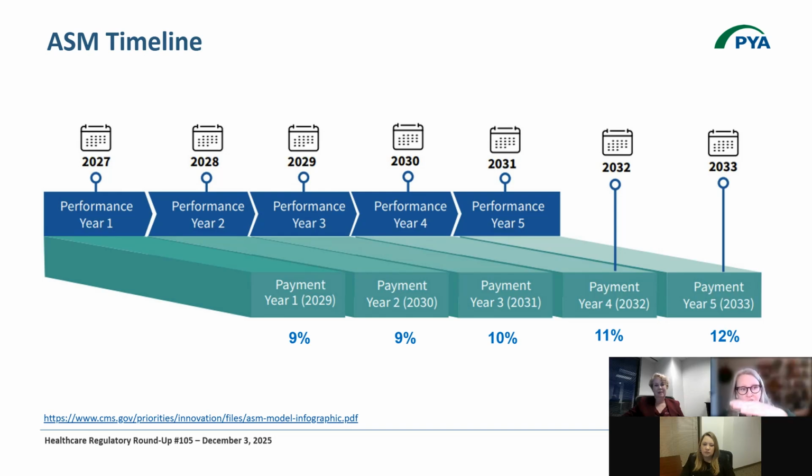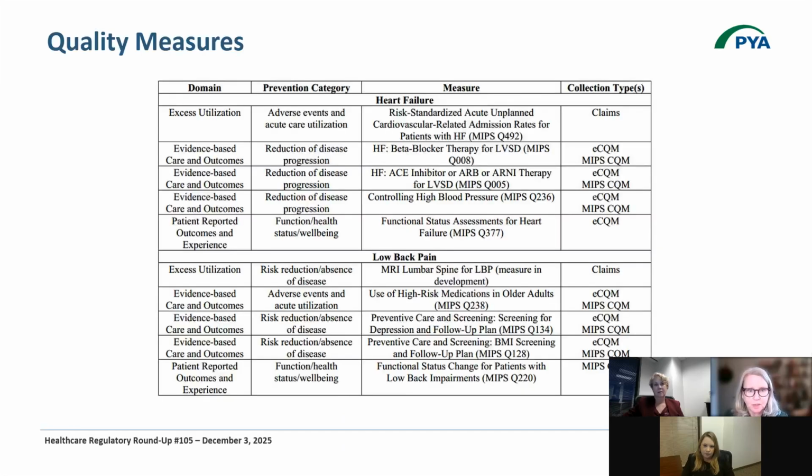That goes up in year 3 to 10%, and in years 4 and 5 of the program, it goes to 11%. And by the final year of this model, we're seeing 12% adjustments either way, based on performance, subject to the mandatory participation. Maria, can I add? I know. Please.